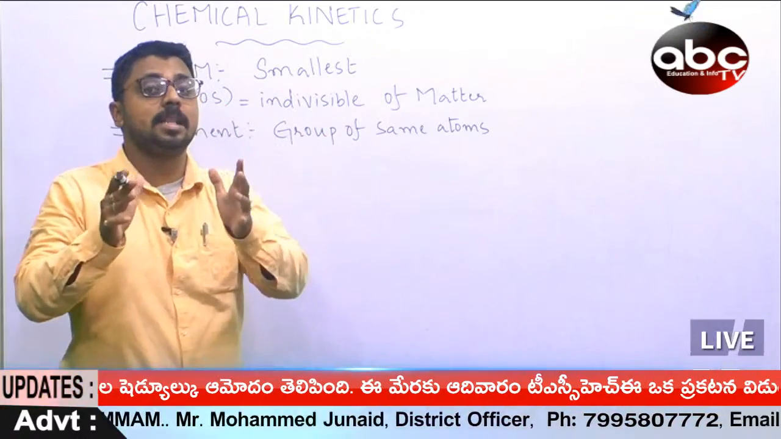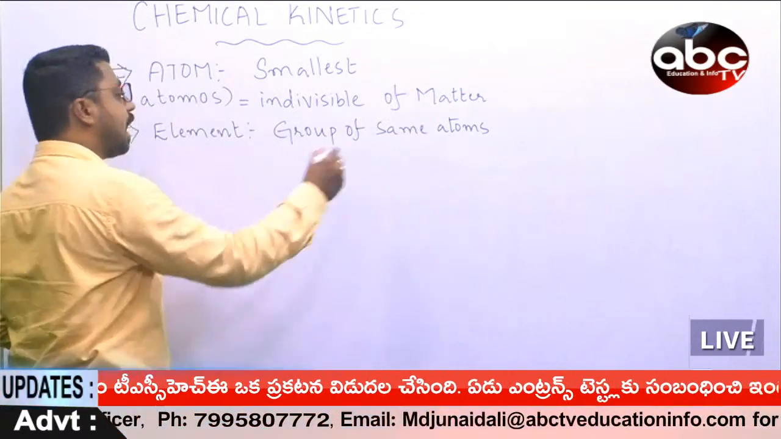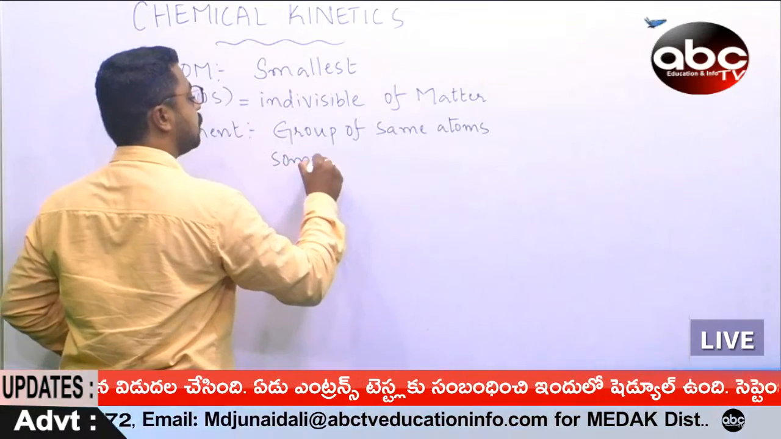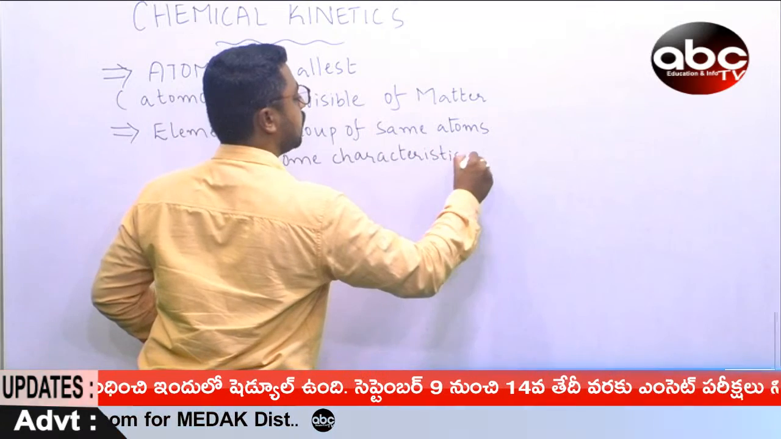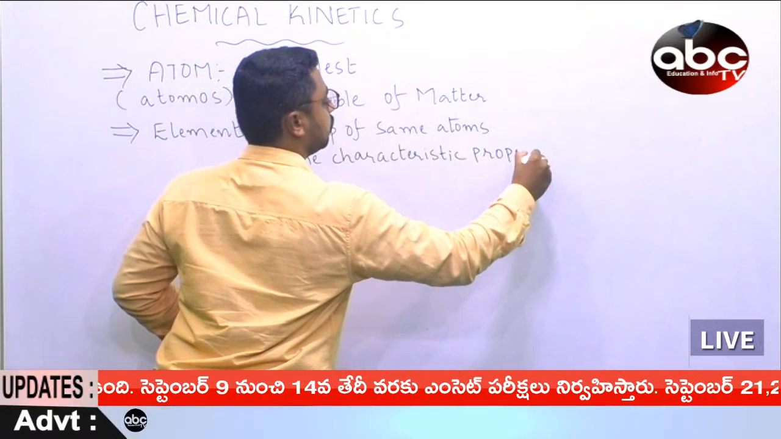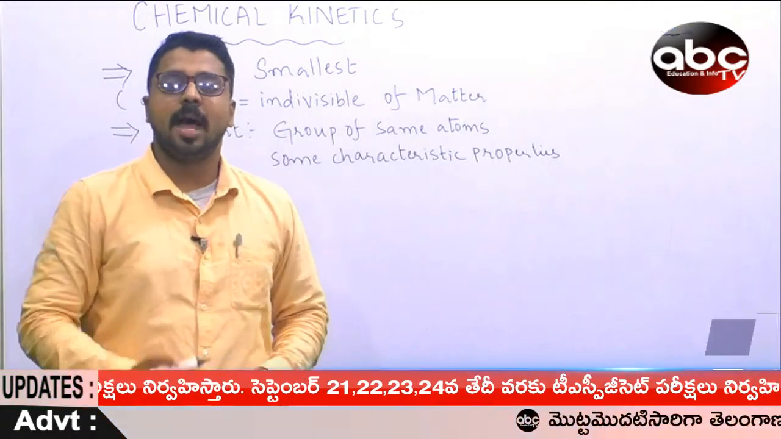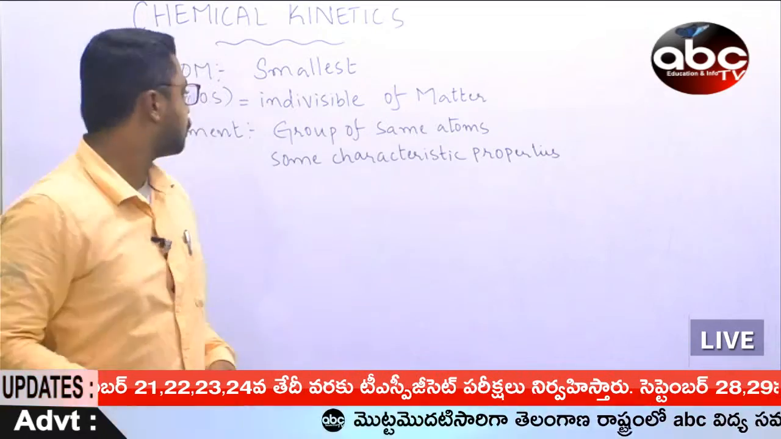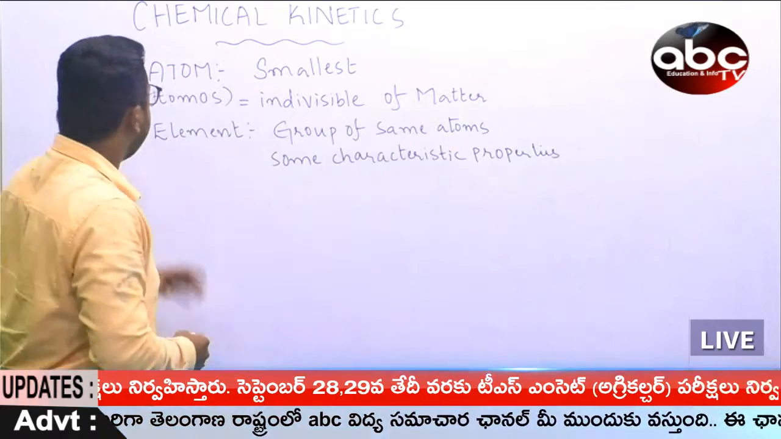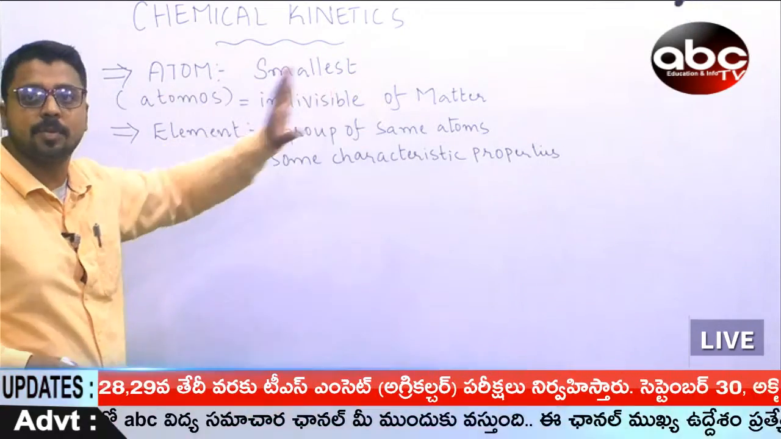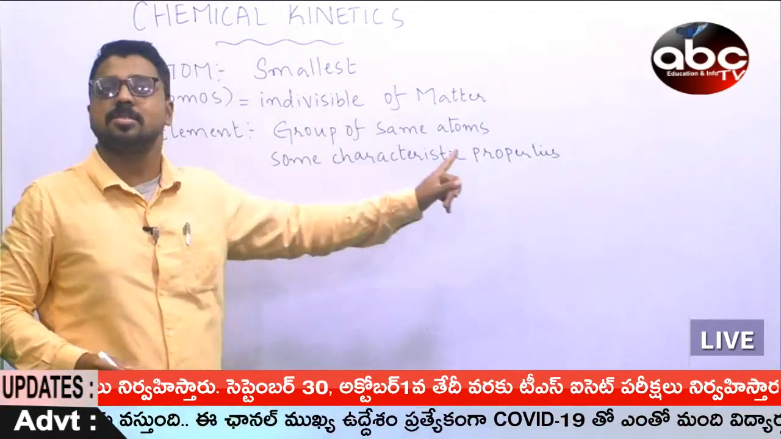An element contains only its own related atoms, not related to others, and with some characteristic properties established for it. What are the characteristic properties? Like atomic weight, atomic number, and atomic mass. All those characteristic properties we will study in the 7th chapter. So, an atom is the smallest indivisible substance of matter. At the same time, an element is a group of same atoms with some characteristic properties.